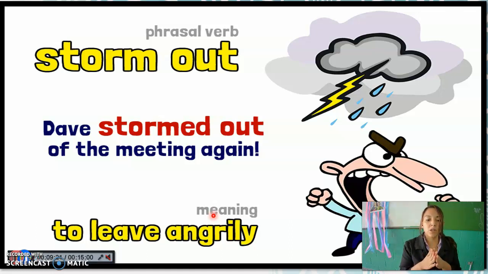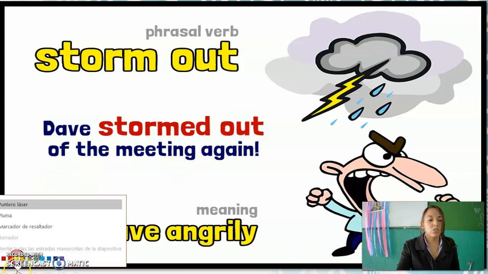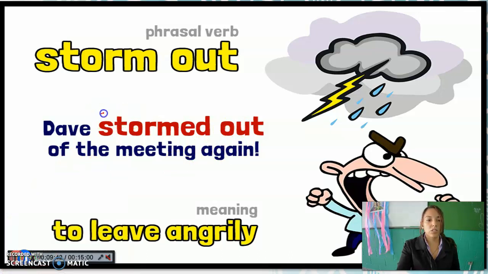Remember that a phrasal verb is made out of two words, the main verb and the particle. In this case, the main verb is storm and the particle is out. Together, they form a different meaning.